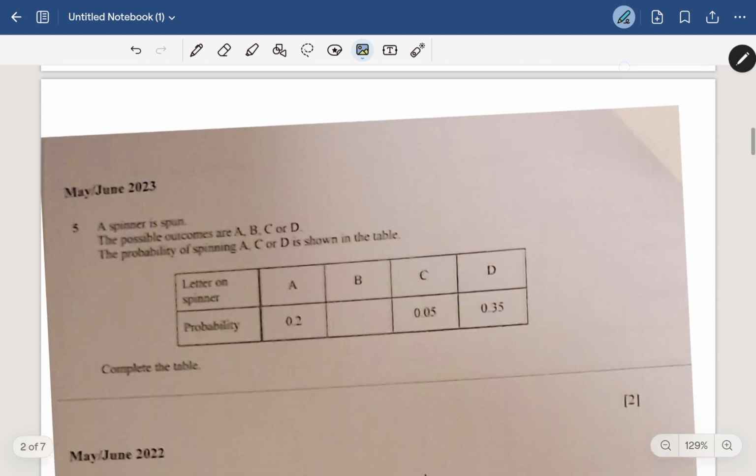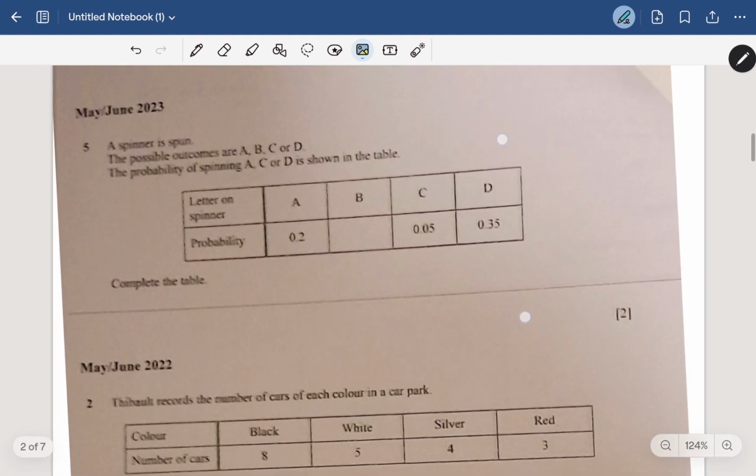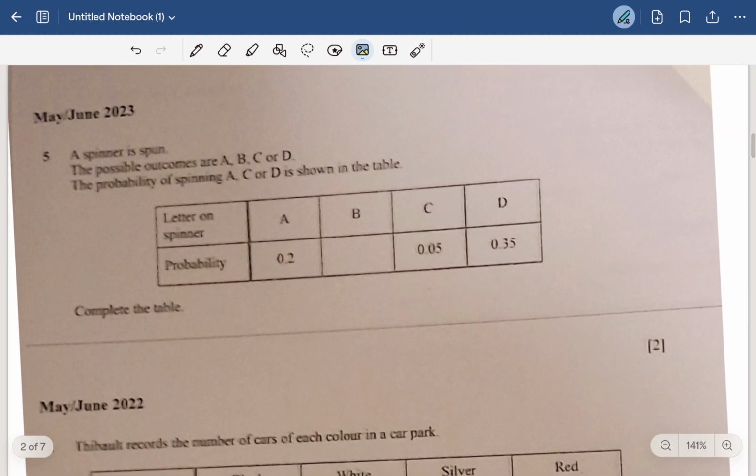Now we move on to the next paper. I know it's not that clear, but I'll try my best. This is one of the most basic questions, okay? They told us a spinner is spun, the possible outcomes are A, B, C, or D. The probability of spinning A, C, or D is shown in the table. They need us to find the probability of B.